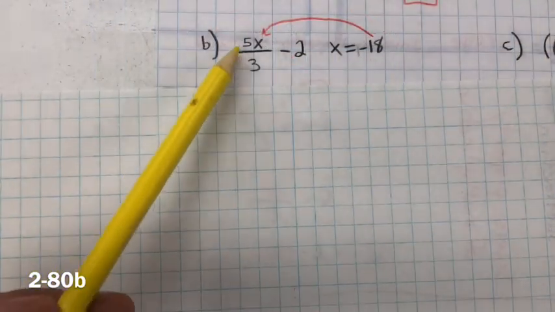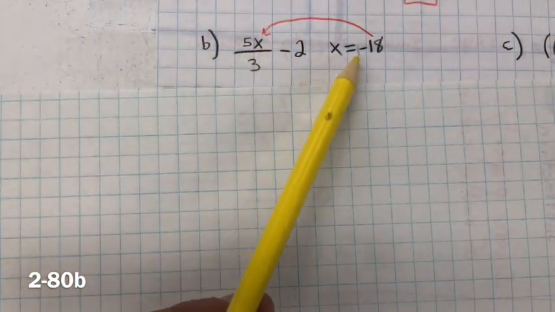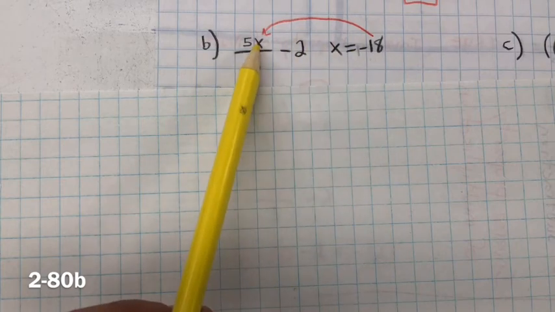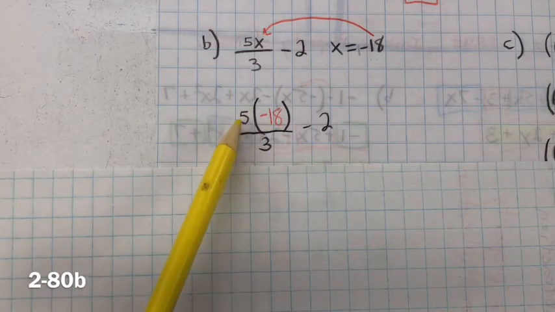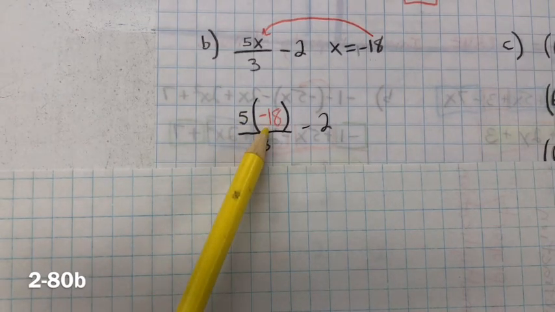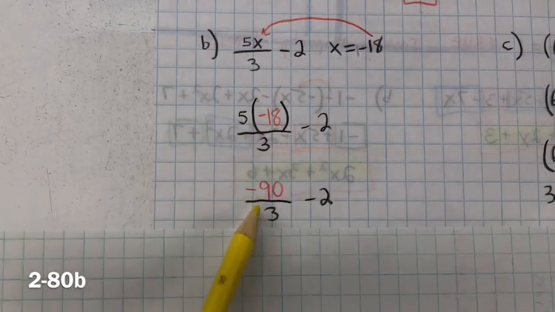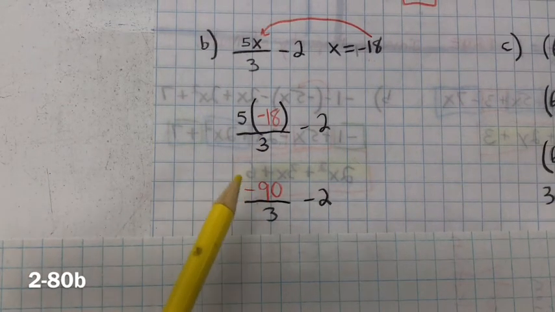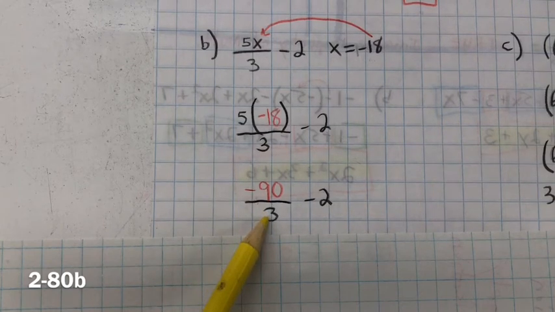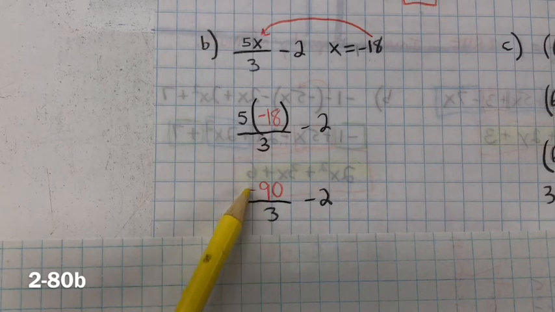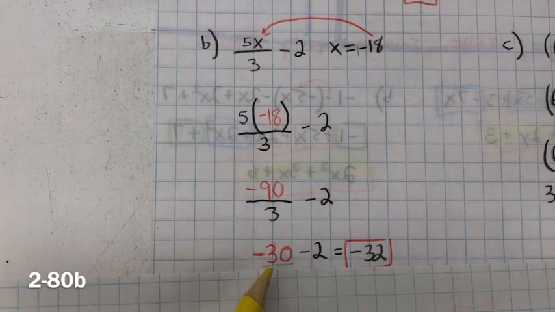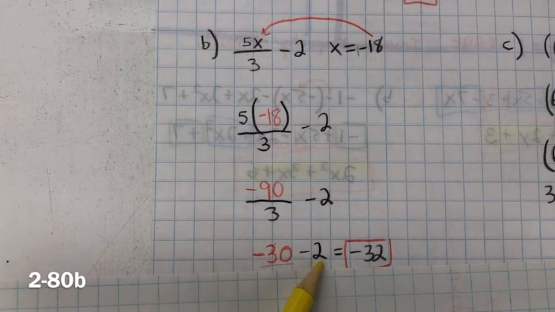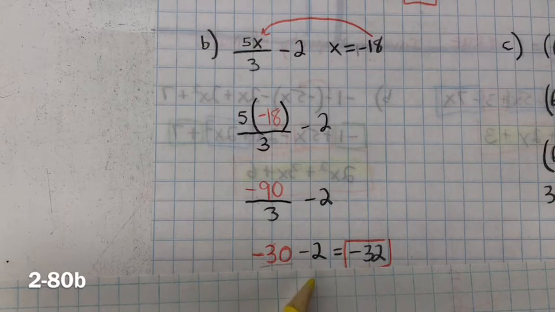For b, I have 5 multiplied by x. Well, x equals negative 18, so I'm going to substitute x with negative 18. And now I have 5 multiplied by negative 18 equals negative 90. Negative 90 divided by 3. Negative divided by positive is going to be a negative. So negative 90 divided by 3 is negative 30. Negative 30 minus 2 is negative 32.